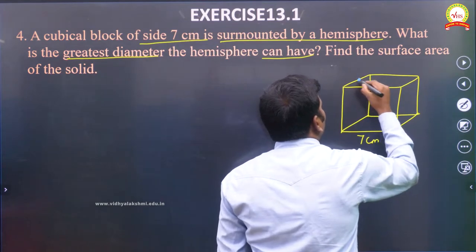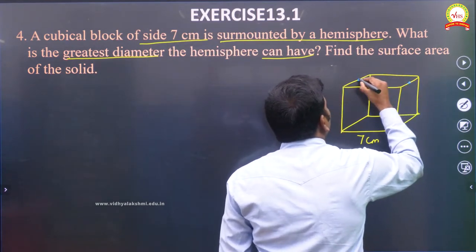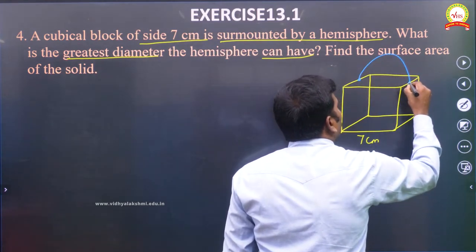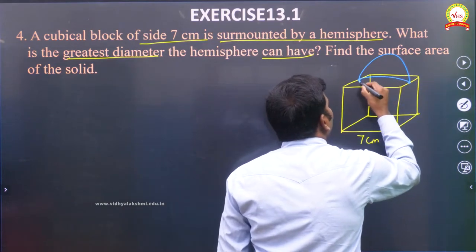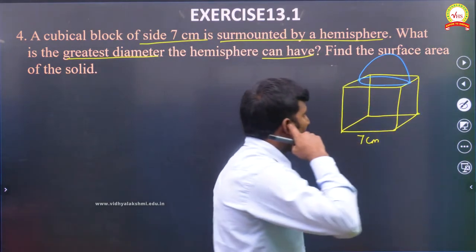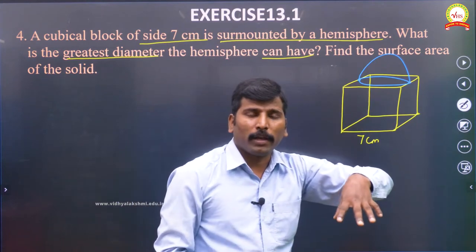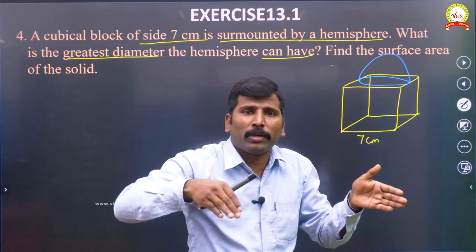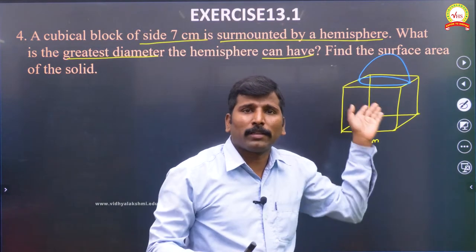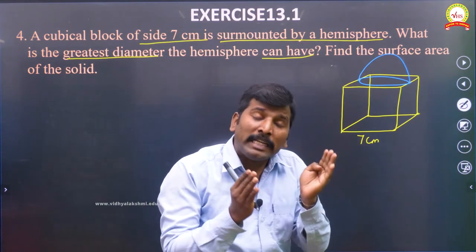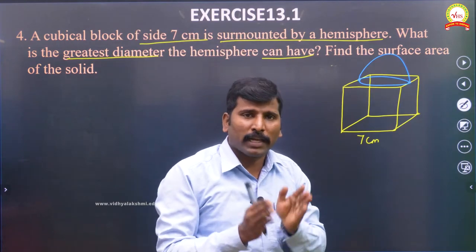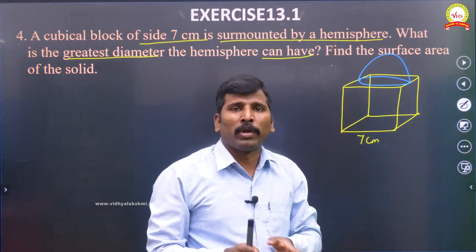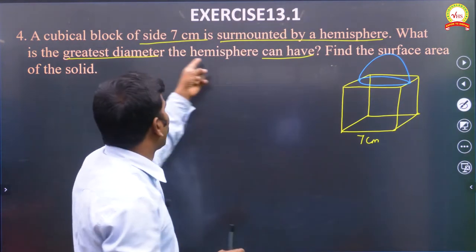So here the side is starting, the top side. So this much size we can draw one hemisphere on the top. Here there is one box, from the start to the end of the box we can draw one hemisphere. That is what I am saying. So definitely it has 7 centimeter. The side of the cube gives you the greatest diameter of the hemisphere.